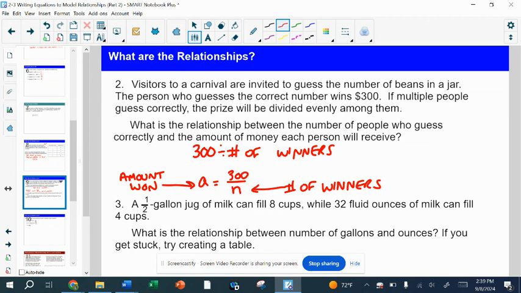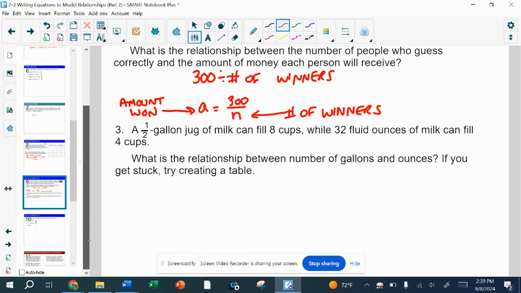Okay, number 3. A half-gallon jug of milk can fill 8 cups, while 32 fluid ounces of milk can fill 4 cups. What's the relationship between the number of gallons and the number of ounces? If you get stuck, try creating a table. So this one is a little bit tricky.